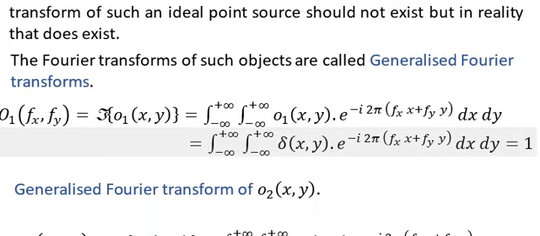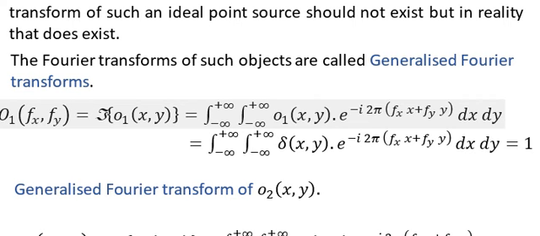So we have O1 on the left-hand side, capital O1 with the Fourier variables fx and fy, that is equal to the Fourier operator operating on O1. On the right-hand side we have the double integral, both from minus infinity to infinity, of the object O1 times e to the power minus iota 2 pi (fx x plus fy y). This factor appears in the definition of the Fourier transform. So we have just plugged in the value of O1 over here.